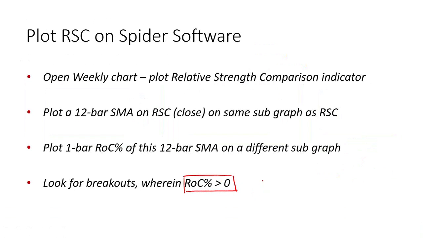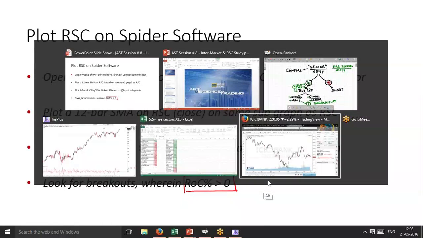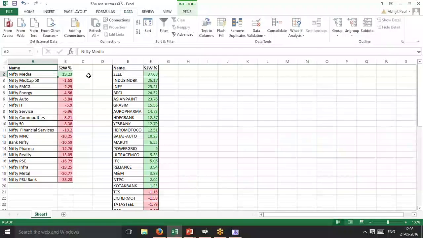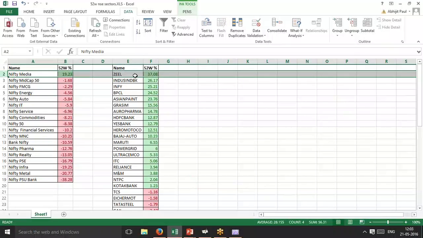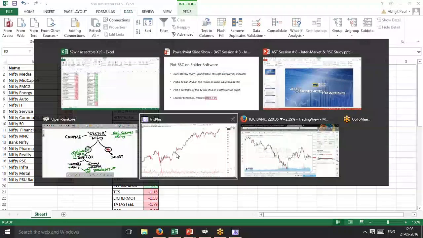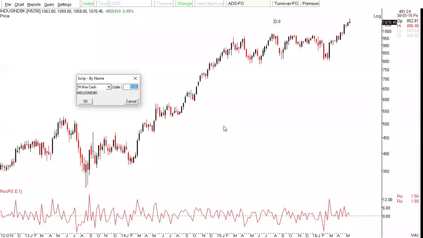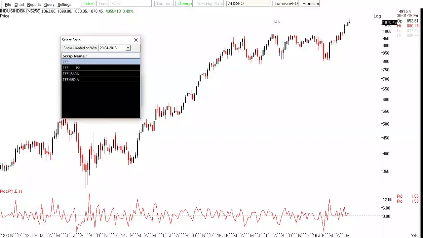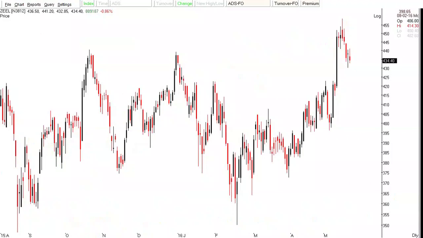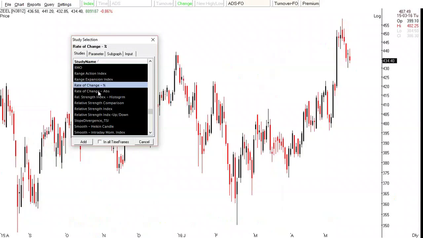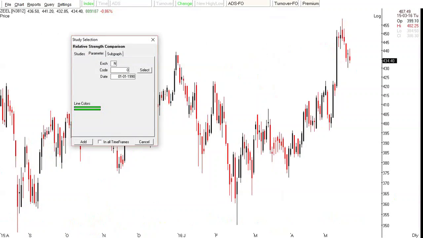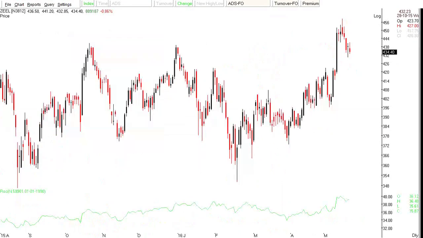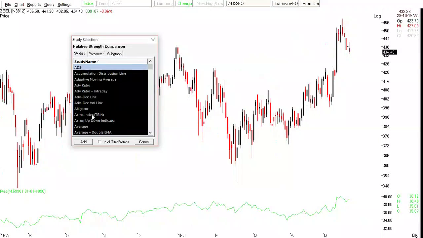Try to understand the concept well. So let's say we come here and we had seen that Nifty Media and Zee are doing pretty good. So quickly, let's say we open up Zee, go to the daily chart and relative strength comparison. Let's compare it with 59901, that is Nifty. Let's drop in an average.